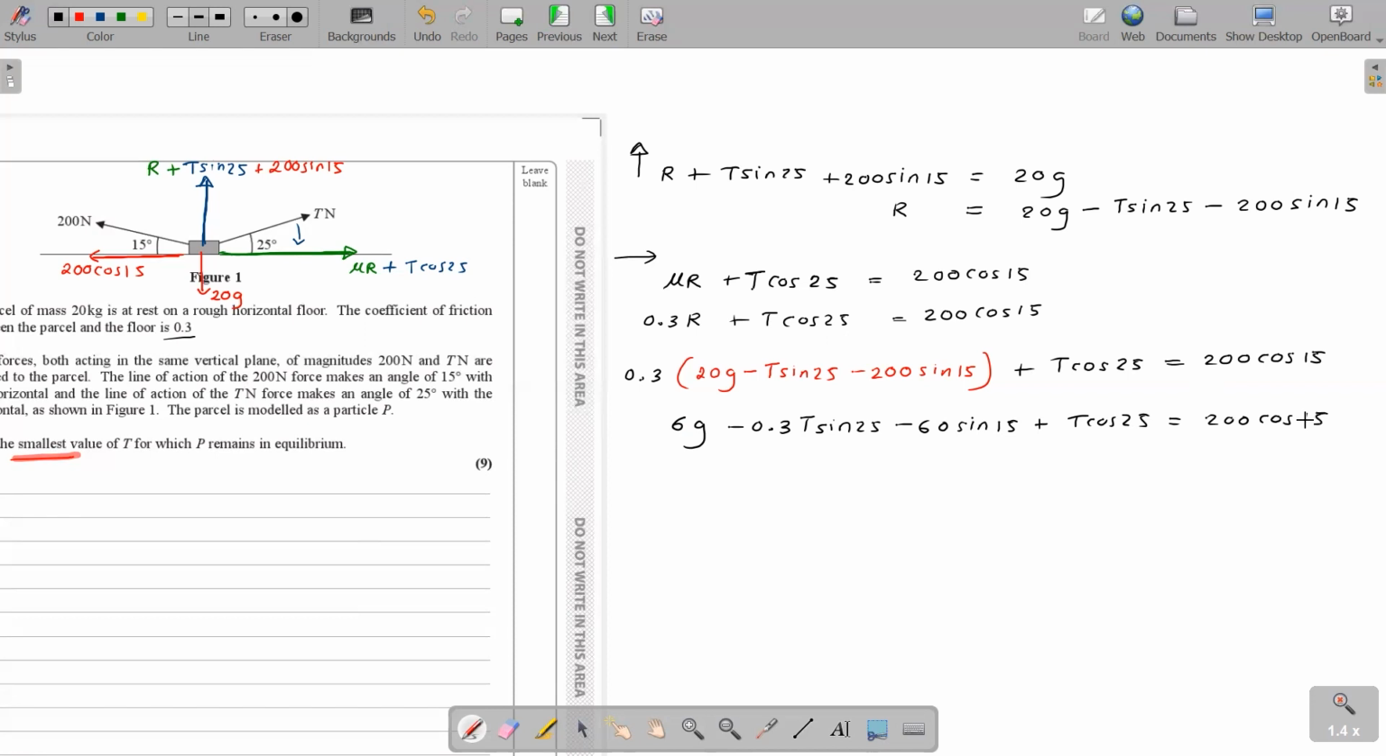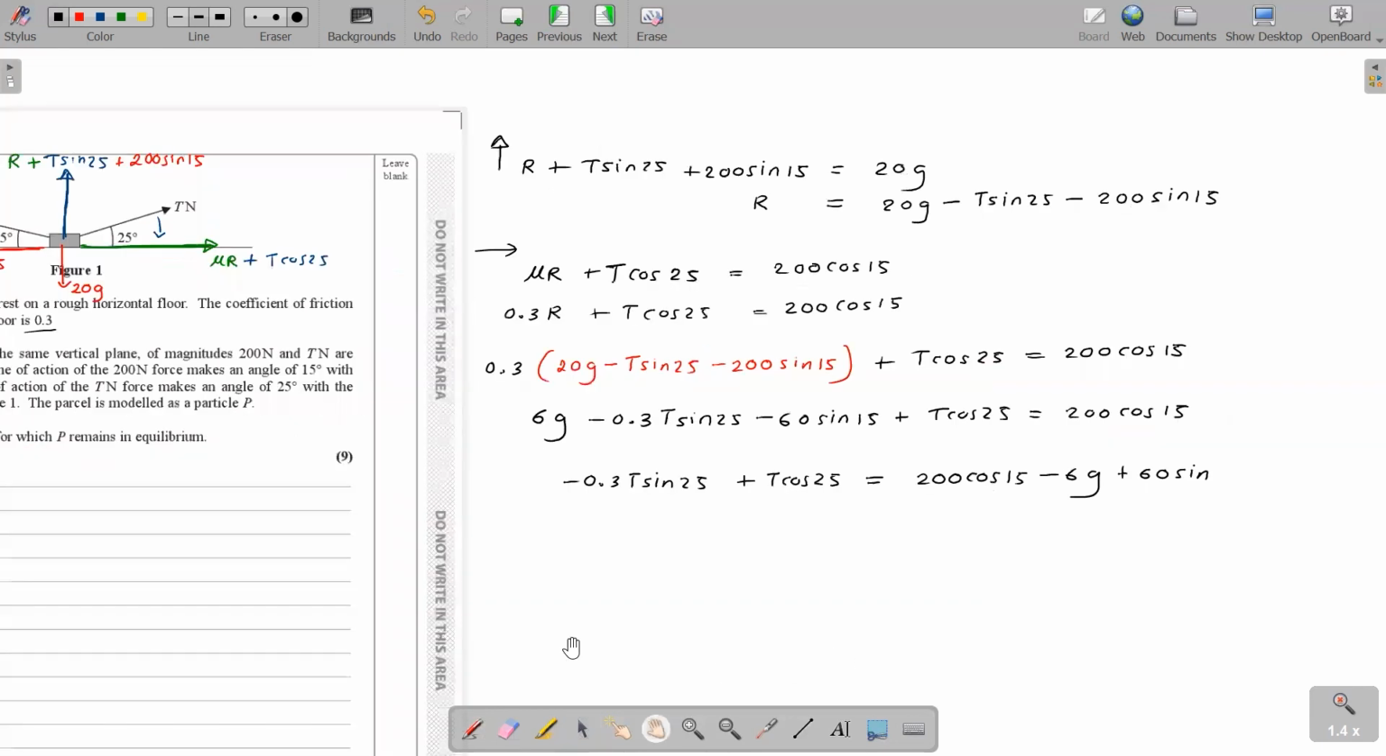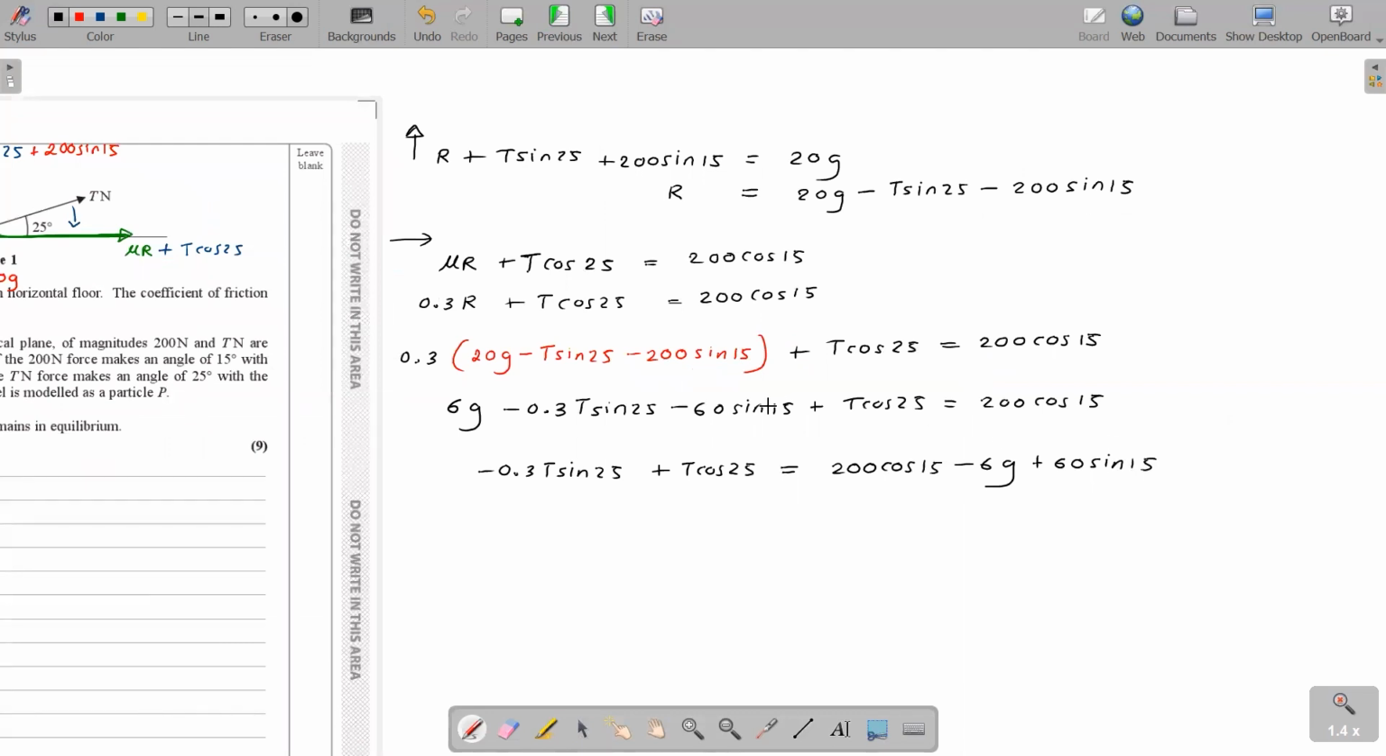So what will I do in my next step? I will keep the T terms over here and take everything else to the other side. So minus 0.3 T sin 25 plus T cos 25 stays here, while 200 cos 15 minus 6G, plus 60 sin 15. The 6G goes as minus 6G, and the minus 60 sin 15 goes as plus 60 sin 15. So they came over here, signs change. Now take T out. Can you see what's going on? And then when we come to the very last step, that is where I type everything in the calculator.